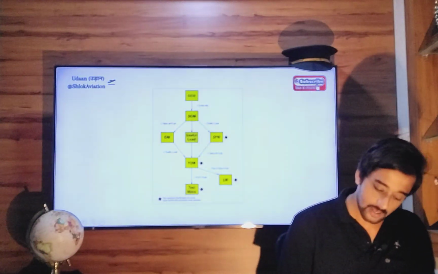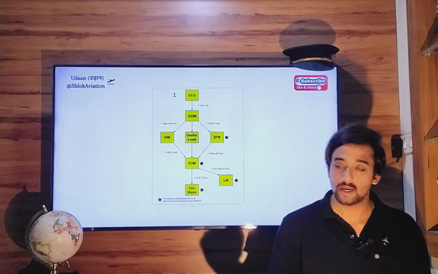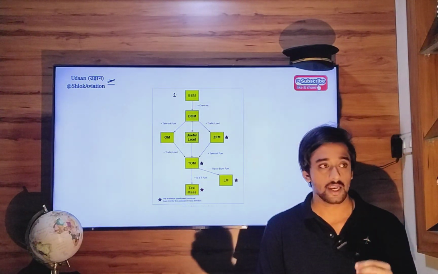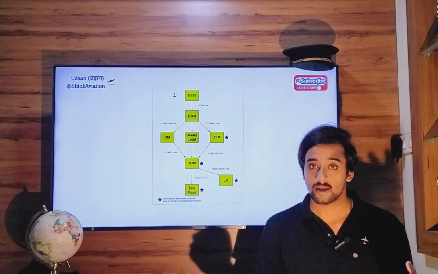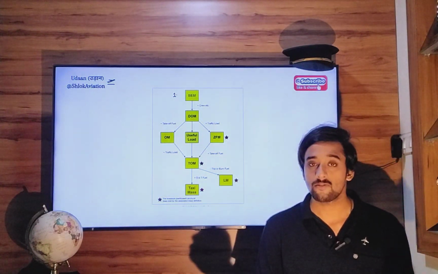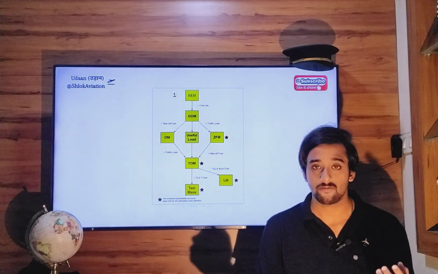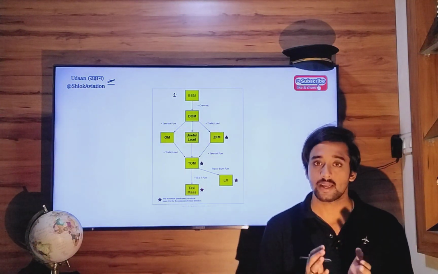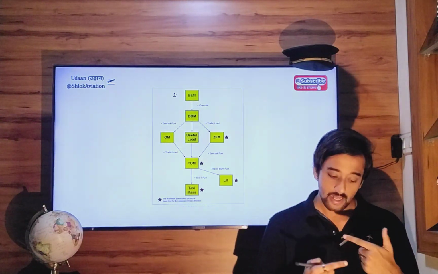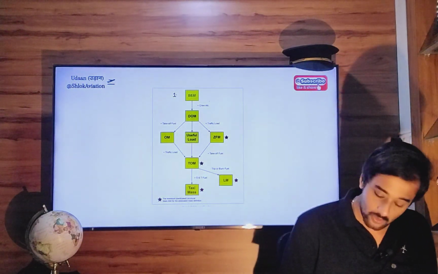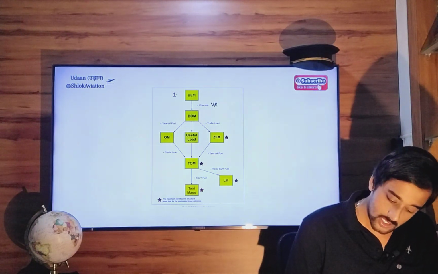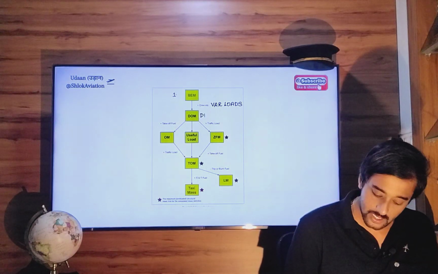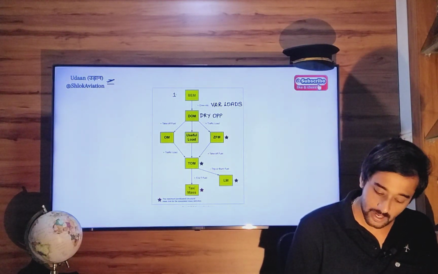Now we always start with the basic empty mass. We start from the basic empty mass, which is the mass of your aircraft plus standard items like unusable fuel, other unusable fluids, emergency equipment, fire extinguishers, like that. So basic empty mass is the mass of your aircraft and standard equipment. When you add variable loads to this basic empty mass, you get dry operating mass, or DOM.